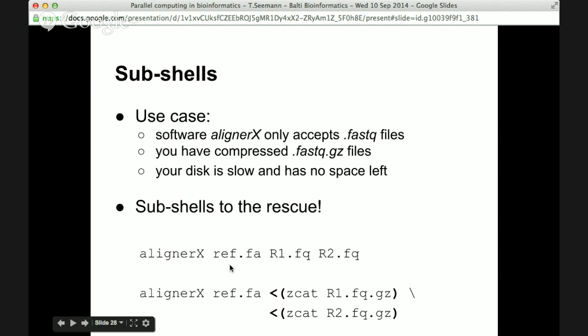Whereas you'd run your command like this with the 2 raw FASTQ files, now that you've got compressed ones, you can replace the file name with a subshell, which will uncompress it on the fly and feed it straight in. Now, this only works with tools that read files in a streaming fashion. If they need to randomly seek to the end or the middle of the file, this won't work. But this trick works for most tools that read FASTQ files.